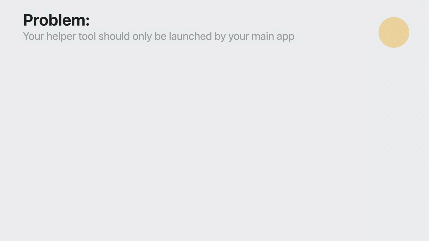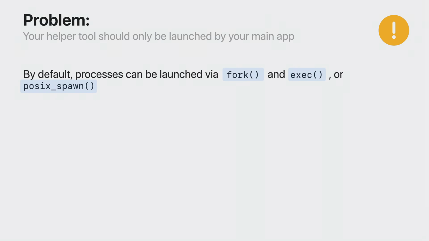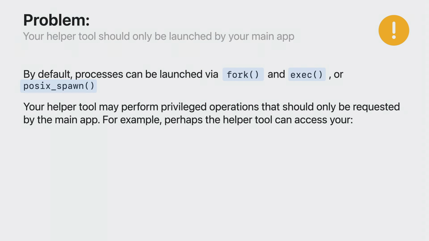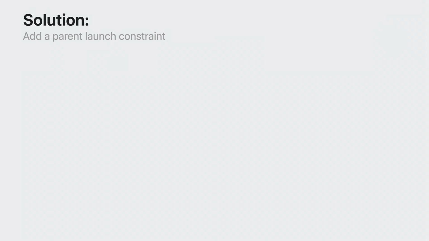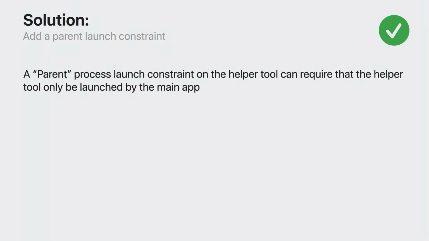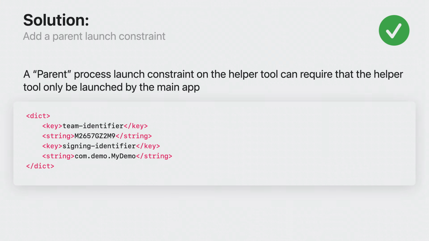Now let's consider some potential problems that environment constraints can mitigate. Perhaps you have assigned some privilege to a helper tool, like access to your keychain data or access to your iCloud container. You may want to ensure that the helper tool can only be launched by your app and not anything else. You can ensure that only your app can launch your helper tool by setting a parent process constraint on the helper tool. To do this, create a code requirement plist file that requires your team identifier and the signing identifier of your main app.